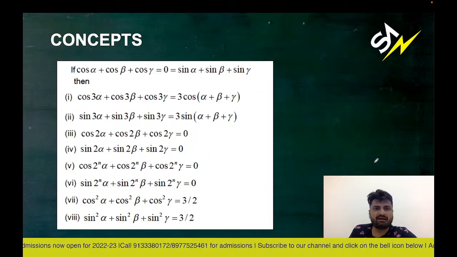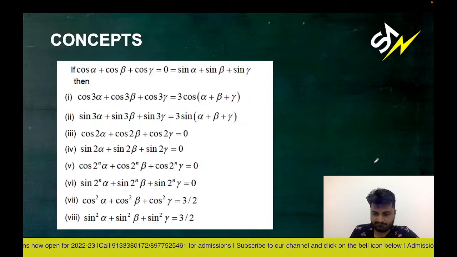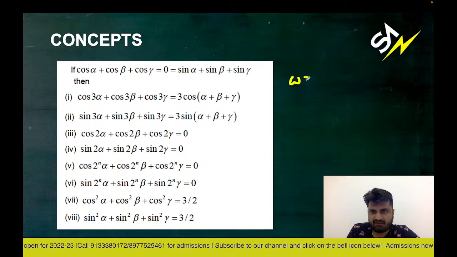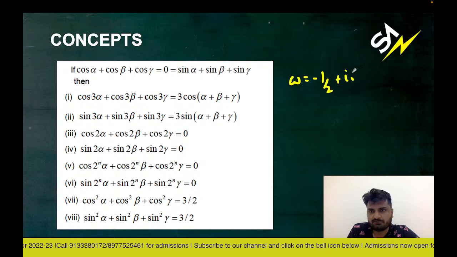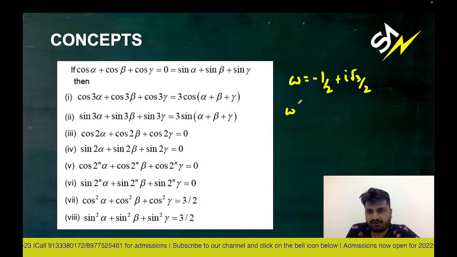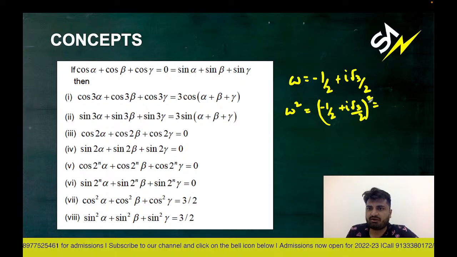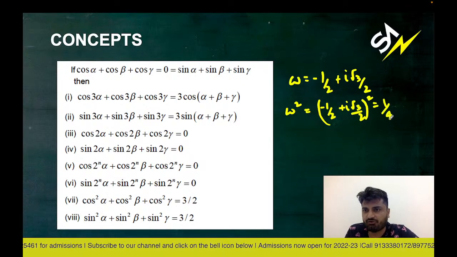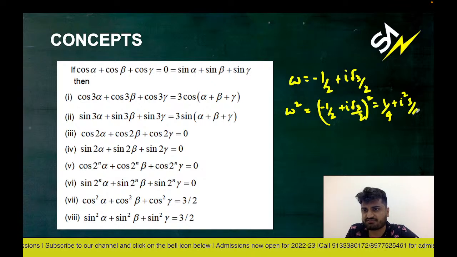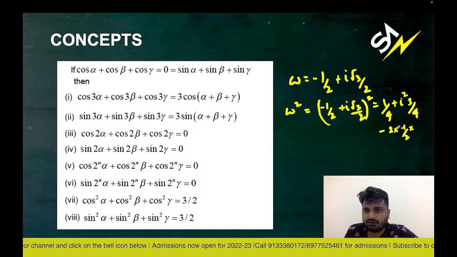So now we know the omega value. Omega value is minus 1 by 2 plus i root 3 by 2, right? So how do you find omega square? You can write minus 1 by 2 plus i root 3 by 2 whole square. So what will this be? a square is 1 by 4. b square is i square, root 3 by 2 whole square, which is 3 by 4. Plus 2ab is 2 into minus half into half into i root 3 by 2.